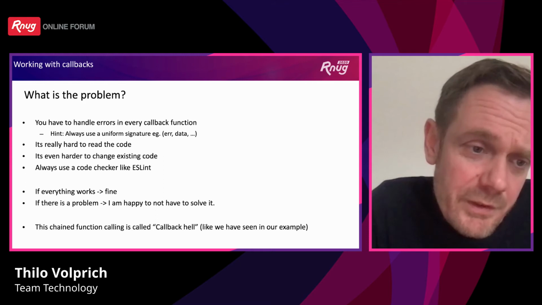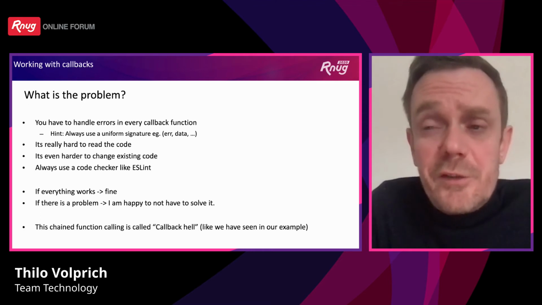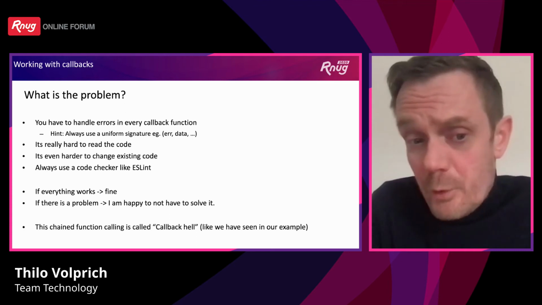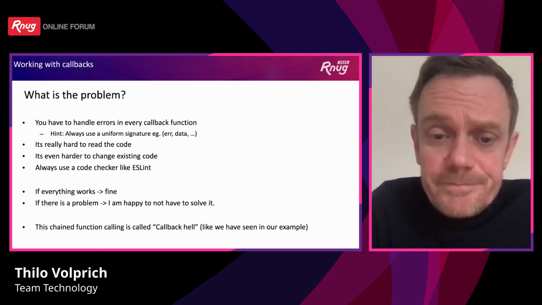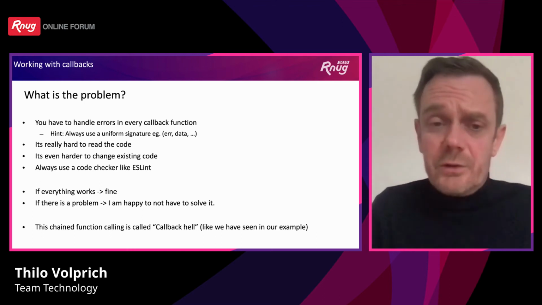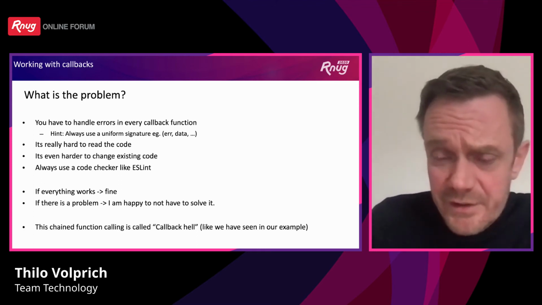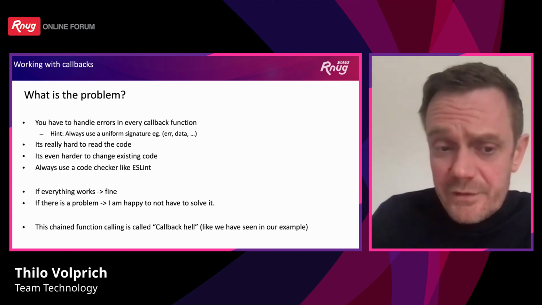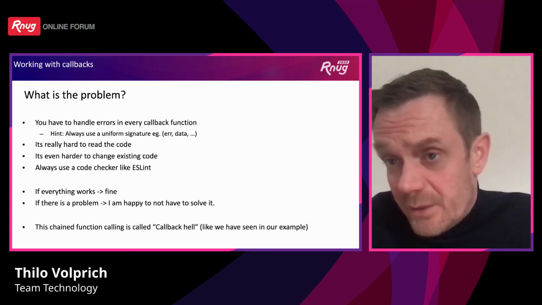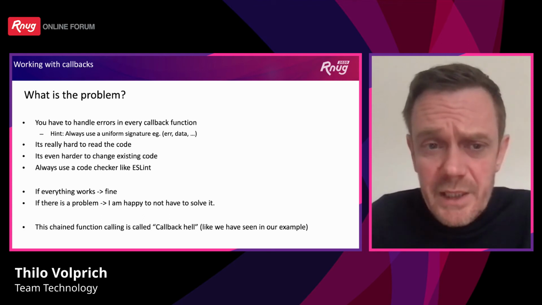In my opinion, always use a code checker, like ESLint, to be sure not to have any syntactical problems in your code. If everything works, it's fine. If there's a problem, I'm happy if I don't have to solve it, because it's really heavy to work into a big callback chain. This chained functionality, meaning one call after another, is called callback hell, like we have seen in our example. And today my target is to show you ways how you can get around this.